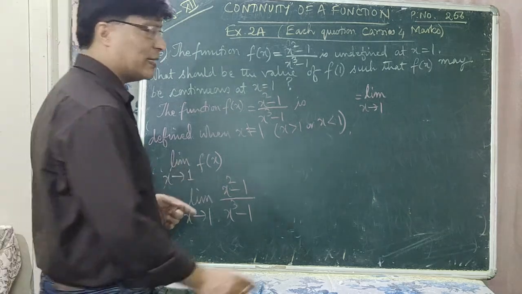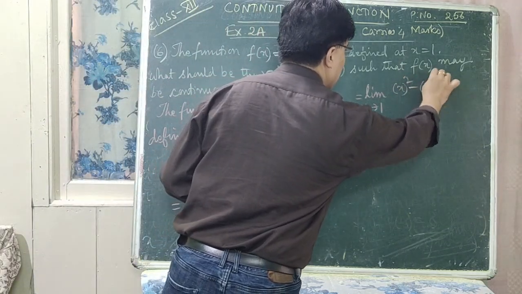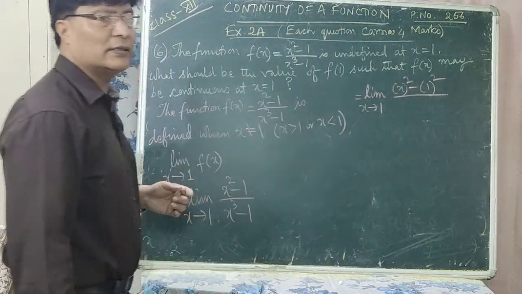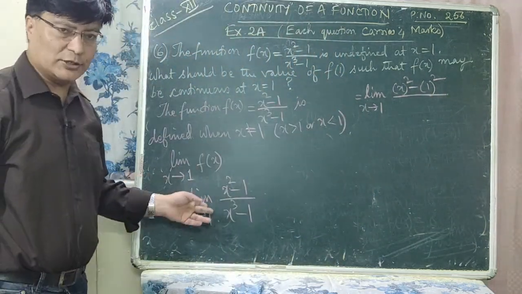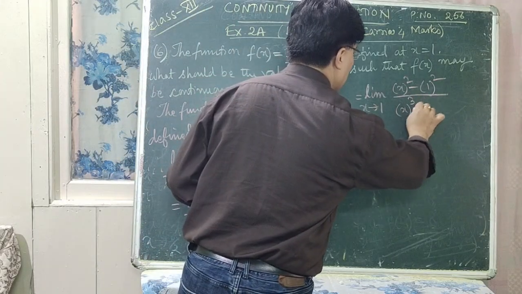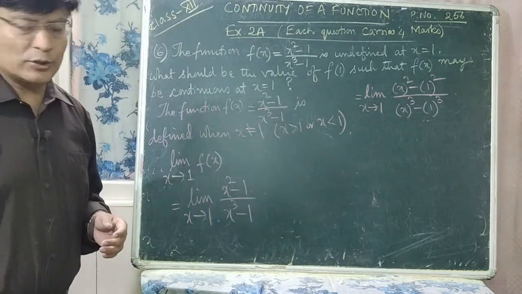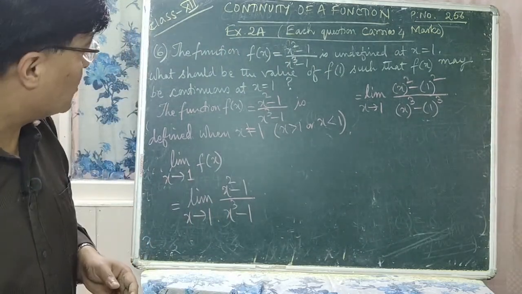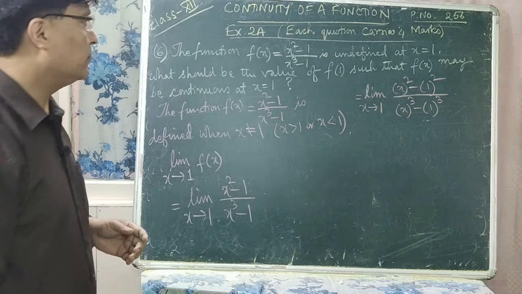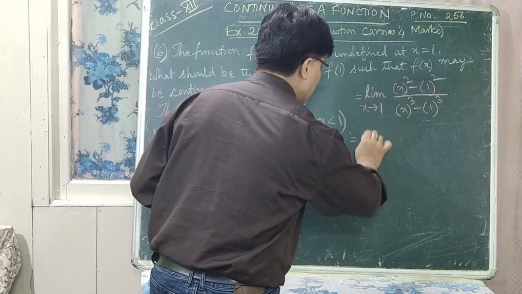x square minus 1 is a square minus b square, that is x whole square minus 1 whole square, divided by, in the denominator also, this is your a cube minus b cube, that is x whole cube minus 1 whole cube. So you know the formula. I think you know this formula. A square minus b square is a plus b into a minus b. Let us write down the formula.